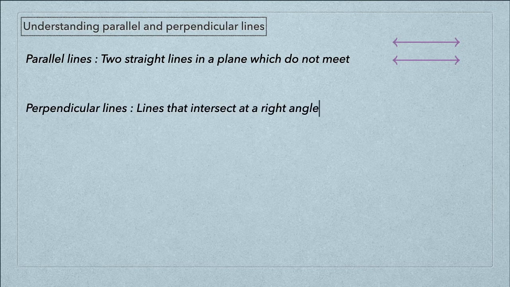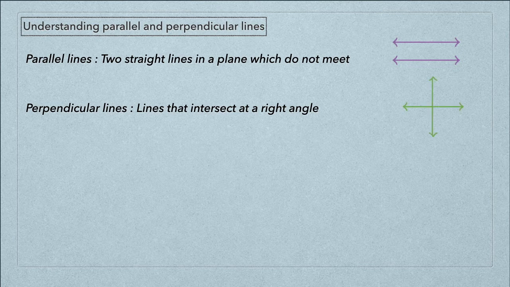About the perpendicular lines, we say lines that intersect at a right angle. So you may know already that lines could touch each other or cut each other in different angles. But in one main situation, if the angle between two lines is a right angle, we call those two lines perpendicular lines.